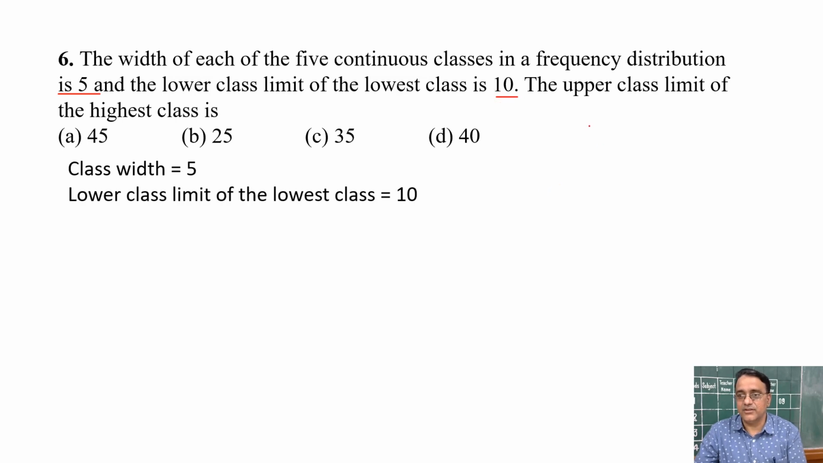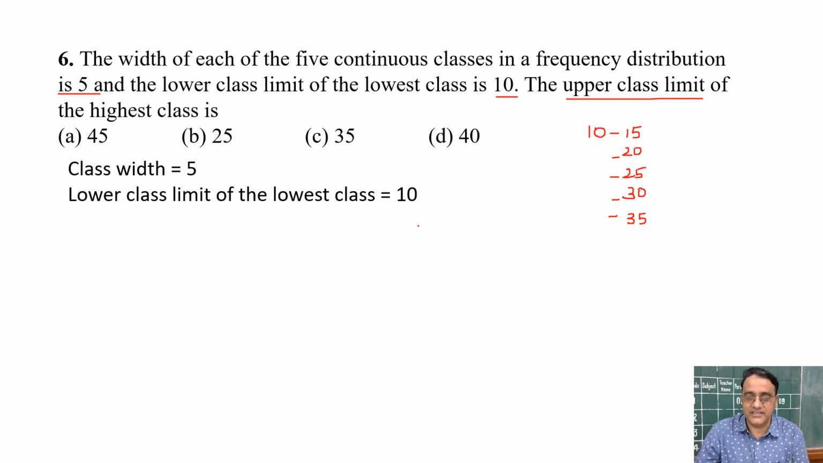Right. So देखो, 10 से ध्यान से देखो, class width 5 दिया हुआ है तो 10 to 15 हो जाएगा. Right. अब इसमें 5 ऐड करते जाओ. 20, 25, 30, 35. So this is the last class क्योंकि 5 classes बोला है. I am writing only the upper limits because only upper class limit is asked in the question. So the correct option is 35.